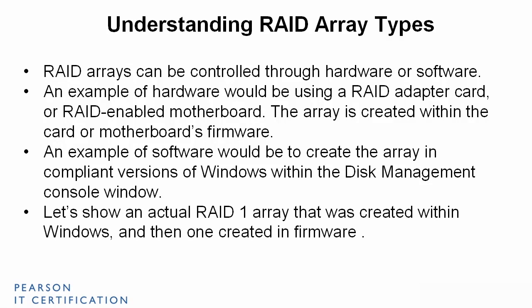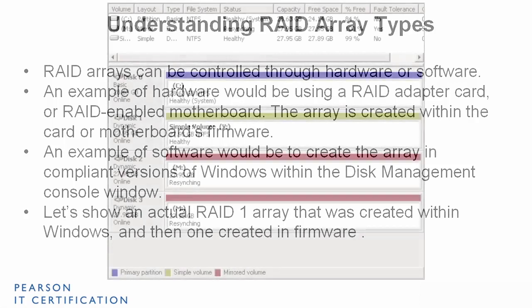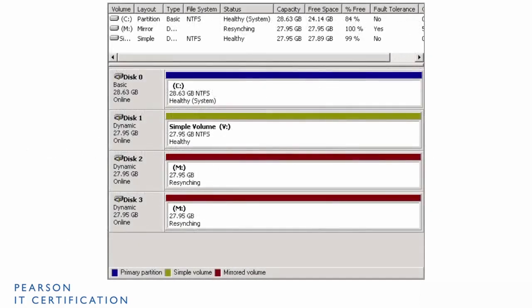Let's show an actual RAID 1 array that was created within Windows, and then we'll show one that's created in firmware on a separate system. Here's an example of a RAID 1 array controlled by software in Windows, and it's controlled within the disk management console window. Here we have our list of volumes.